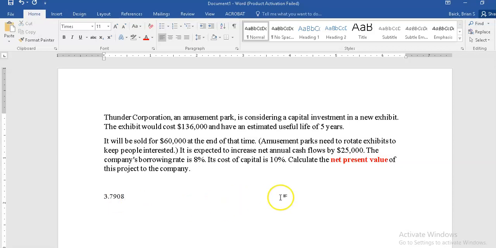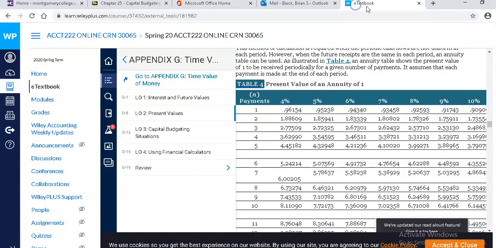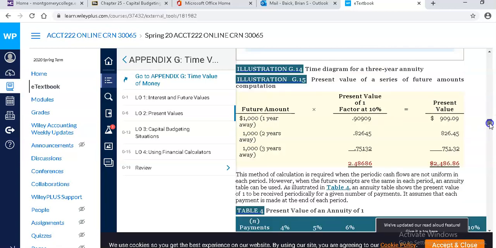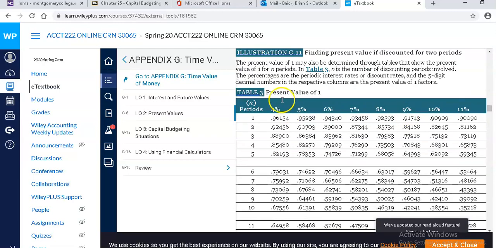3.7908. Okay, so whenever you do a net present value problem, we have to use tables. If you look in the Wiley Plus e-text, you can see here, Appendix G, time value of money. Table 4 is a present value of an annuity table. And if I scroll up, they have a present value of 1 table. This is table 3 for present value of 1. Table 4 is present value of annuity. We're going to use both of those tables.